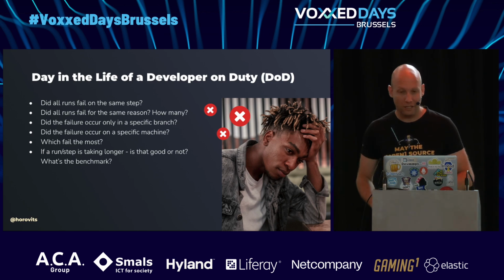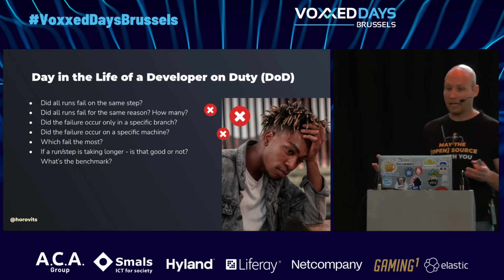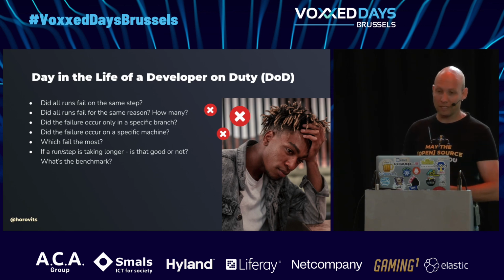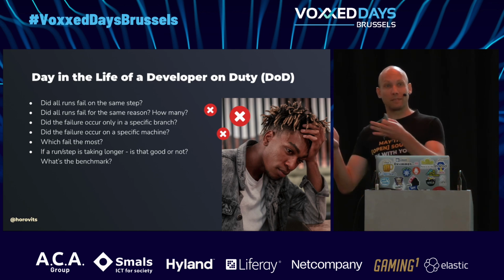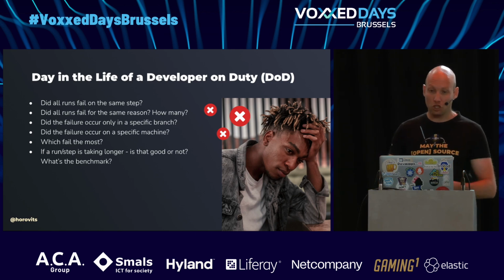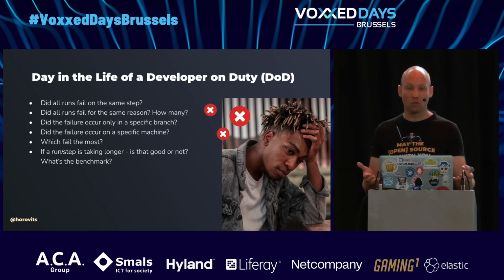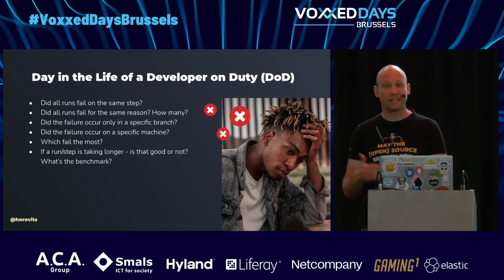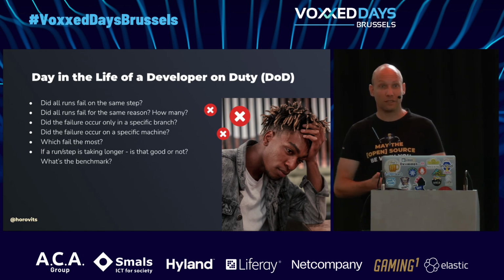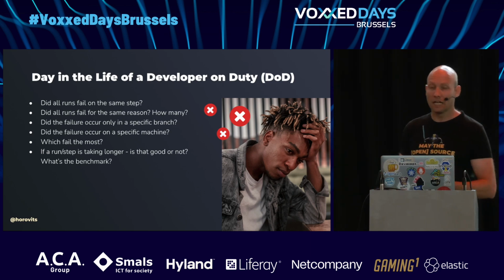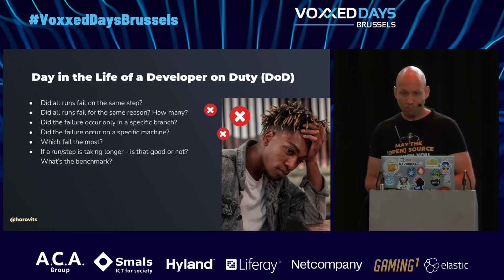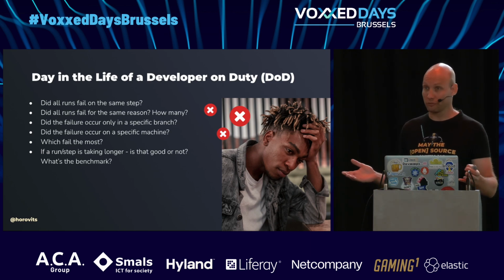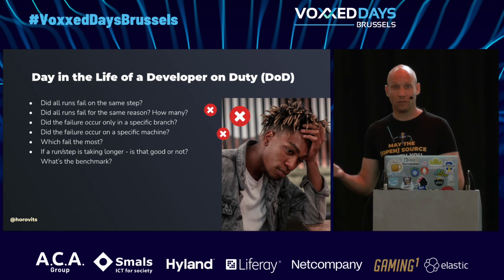A few examples you can see here. Did all runs fail on the same step? Did all runs fail for the same reasons? And how many failed for that reason? Did the failure occur in a specific branch, maybe on a specific machine? Which failed the most? If you see suddenly a spike in the latency, taking longer, is that good or not? What's the benchmark even for the normal steady state? So these are the sorts of questions that it took us too much time to answer, and we realized that we need to improve. That was the beginning of our journey with the CI/CD.